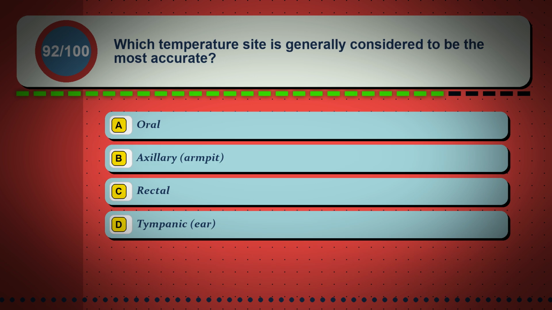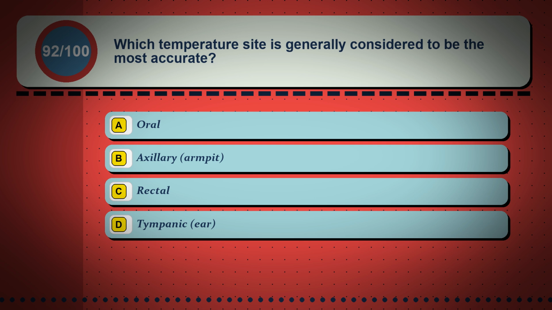Question 92. Which temperature site is generally considered to be the most accurate? Option A. Oral. Option B. Axillary, armpit. Option C. Rectal. Option D. Tympanic, ear.